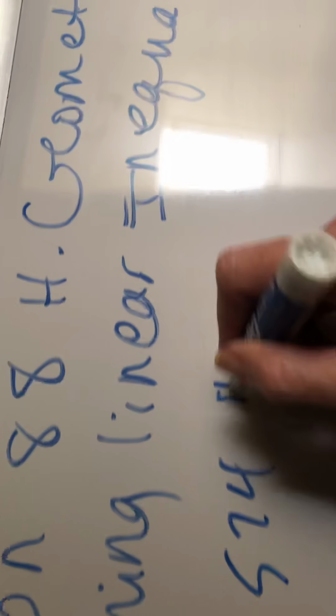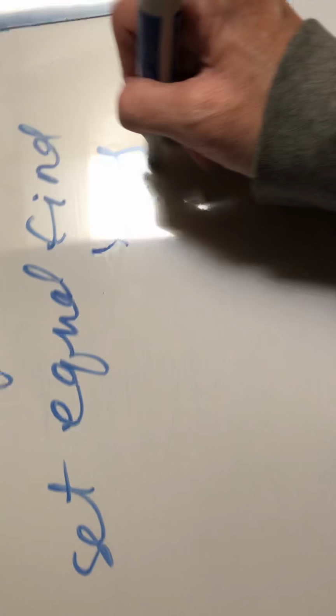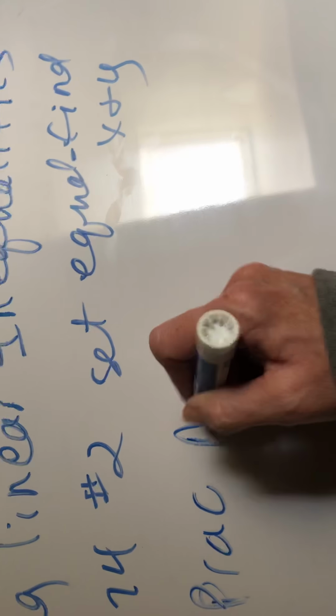So let me make the assignment for you. You're going to do the warm-up on page 574. On number 2 on the warm-up, just set them equal to each other. Set equal and find X and Y. Then you're going to do the practice A through E.